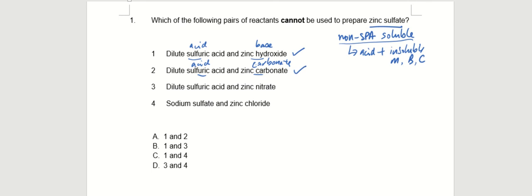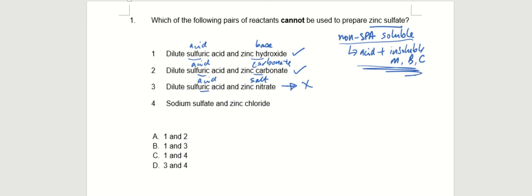Okay, let's take a look at 3. Sulfuric acid and zinc nitrate. Sulfuric acid is an acid, but zinc nitrate is a salt. So this is the reaction between an acid and a salt. Now this will not be able to prepare the zinc sulfate that we need, because we are looking at acid plus insoluble metal, base, or carbonate.